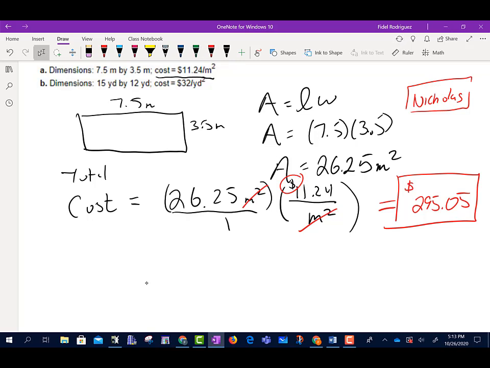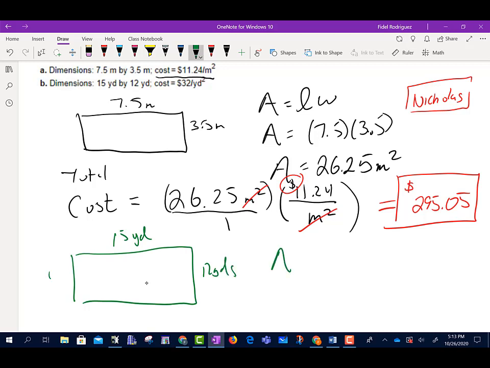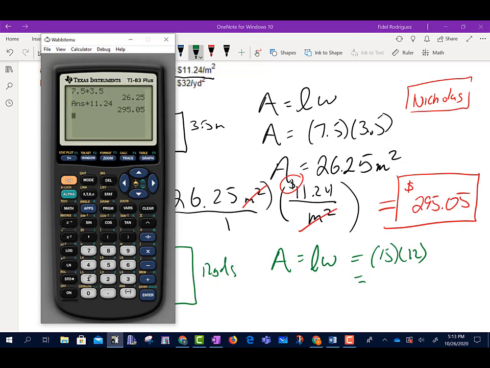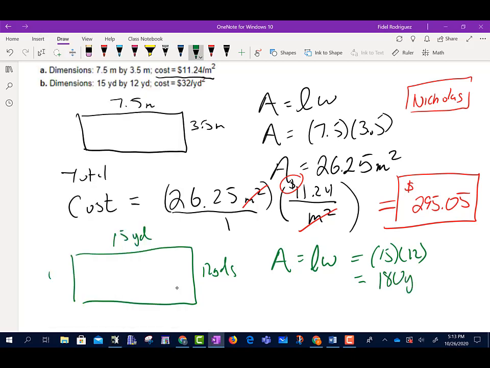All right, let's take a look at part B. Part B is going to be the same way. Okay, so we're going to have a rectangle, and it's going to be 15 yards by 12 yards, right? So let's find our area. Length times width. So 15 times 12. Let's see what that is. 15 times 12 is 180. 180 square yards. Okay.